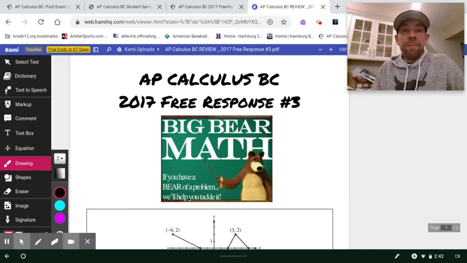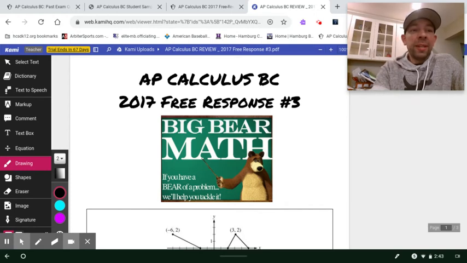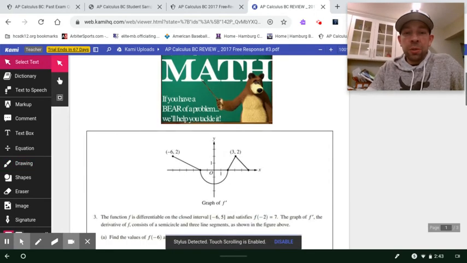Oh, we got a fantastic question for you here today. We're working through the 2017 free response section, and we're looking at question number 3. This is a BC, but also a very good AB question as well. Now that we're on number 3, we're in the non-calculator section, so to speak.